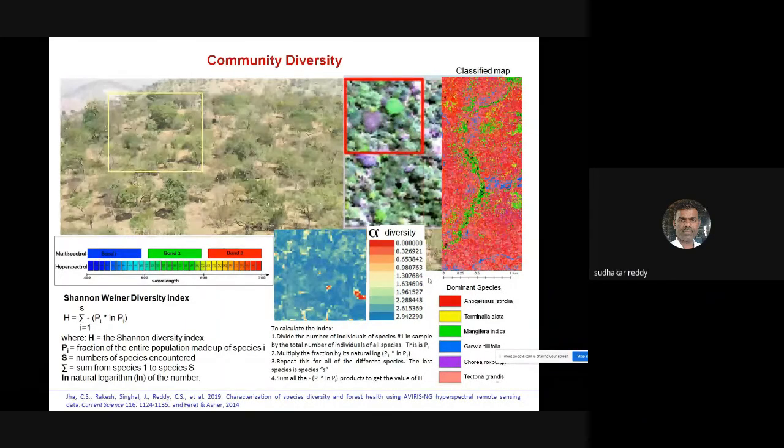Now if you want to upscale from the plot level to the regional level, such type of data may not provide a reliable result. There will be a lot of uncertainty once you upscale this kind of plot level data to the regional level. But once you implement the same principle on hyperspectral imagery, and also integrate the field measurements, you are able to make a map of the community diversity for the entire region.